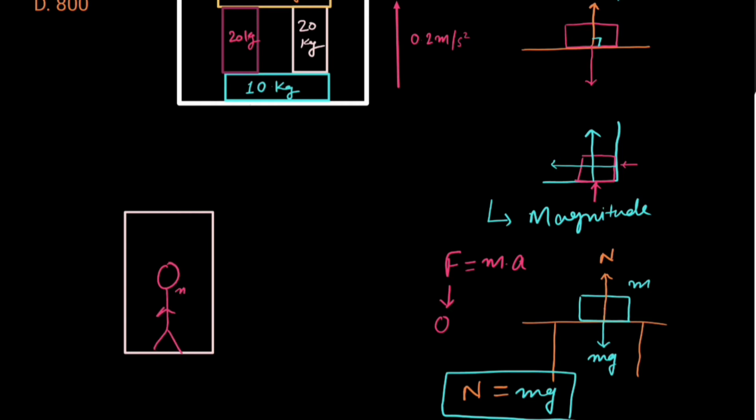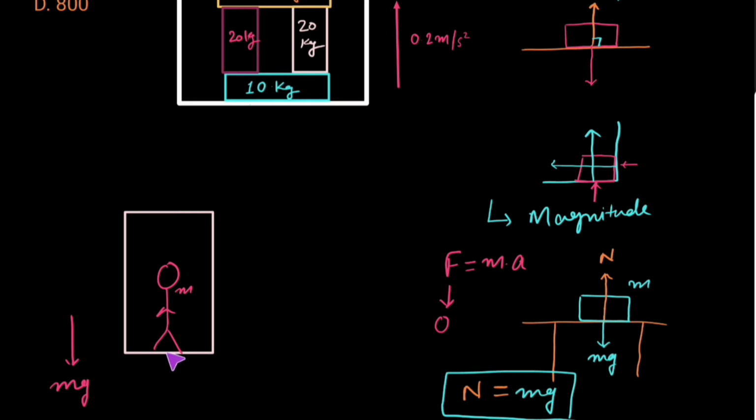The mass of this boy is m. Because of this mass, if we just draw the free body diagram of this boy, there will be a downward force equal to m into g. The second thing is that, as we can see, there is a contact between the body of the boy and the surface of this lift.